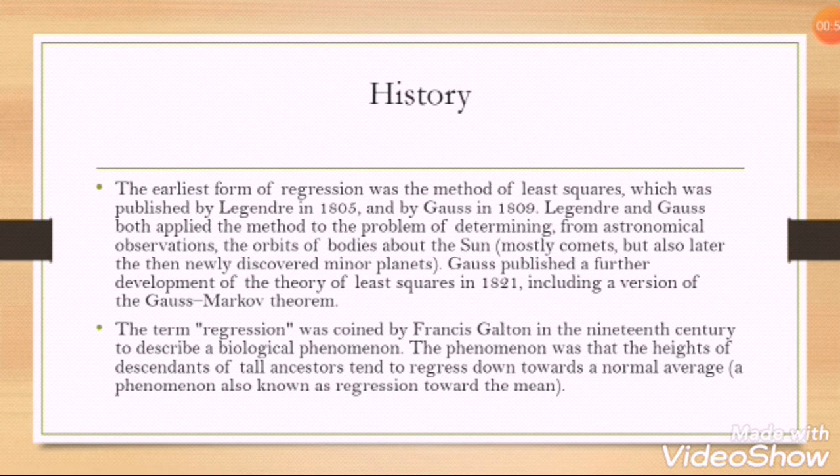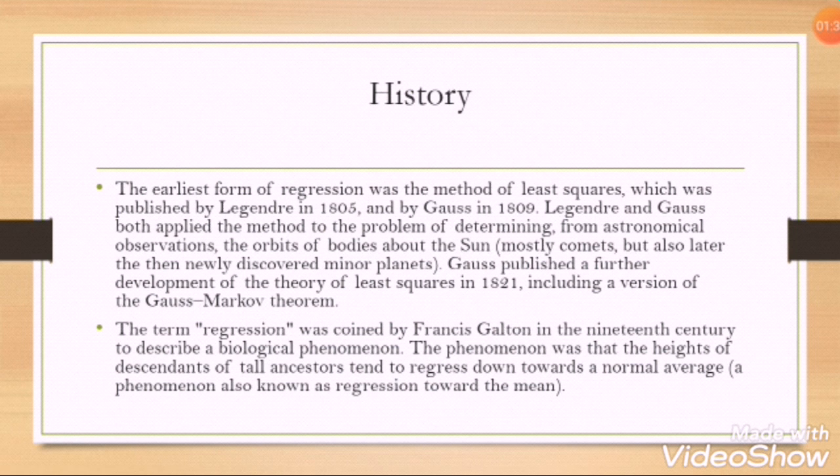Legendre and Gauss both applied the method to the problem of determining, from astronomical observations, the orbits of bodies about the sun, mostly comets, but also later the then newly discovered minor planets. Gauss published a further development of the theory of least squares in 1821, including a version of the Gauss-Markov theorem.